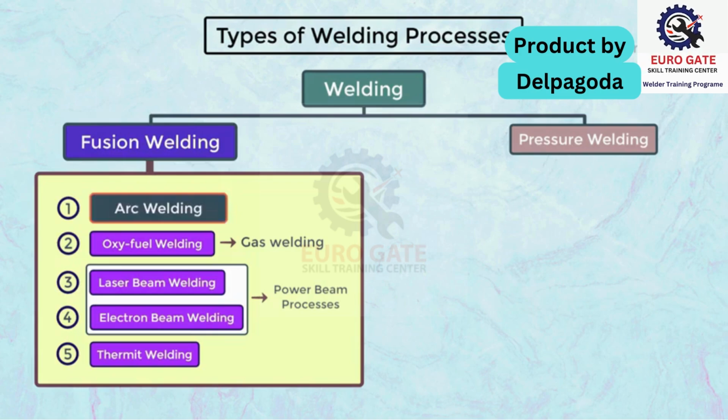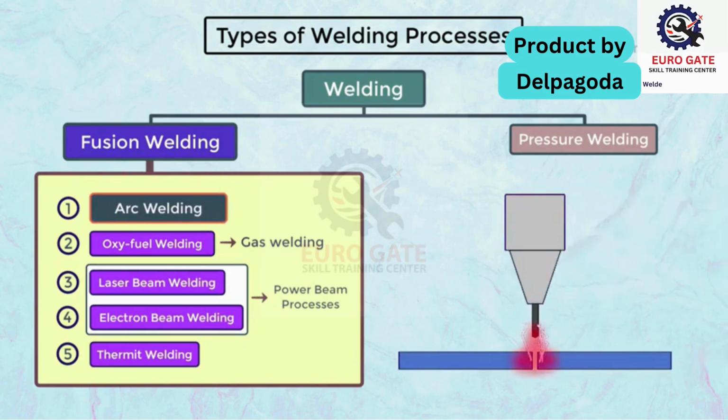Arc welding is further classified into different types. In arc welding, the main fundamental concept is that an electric arc produced creates sufficient heat to melt the metal so that it can fuse.